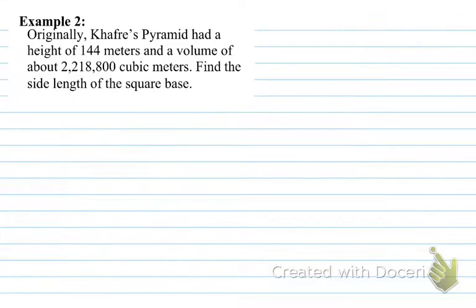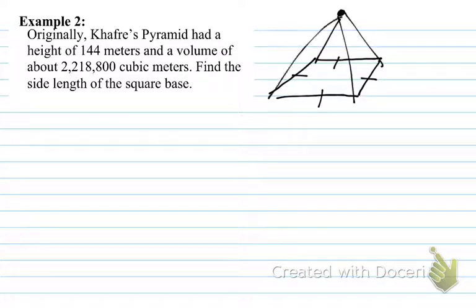All right, next one. Okay. Originally, Khafre's pyramid, a famous pyramid in Egypt, had a height of 144 meters and a volume of about 2,218,800 cubic meters. Find the side length of the square base. So we have a pyramid with a square base, so all these sides are the same, 90-degree angles, and it comes up to a point right here. Okay, not the best drawing, but there's my pyramid.